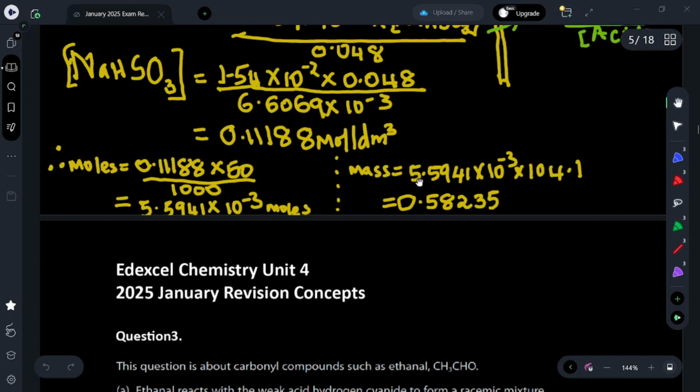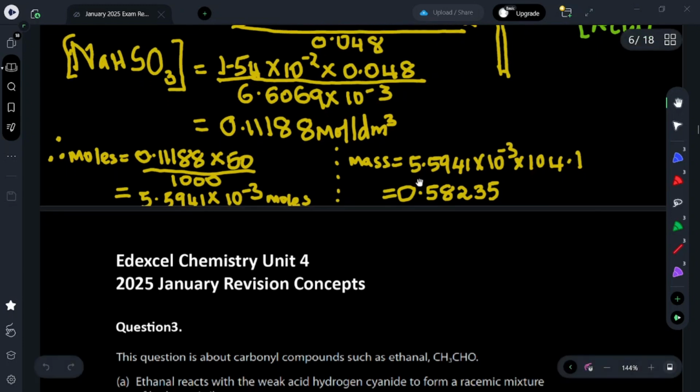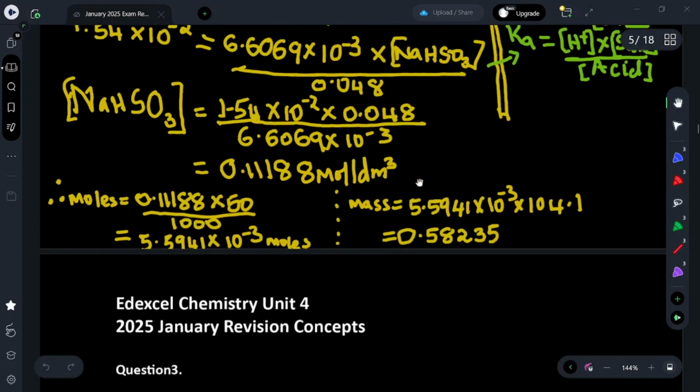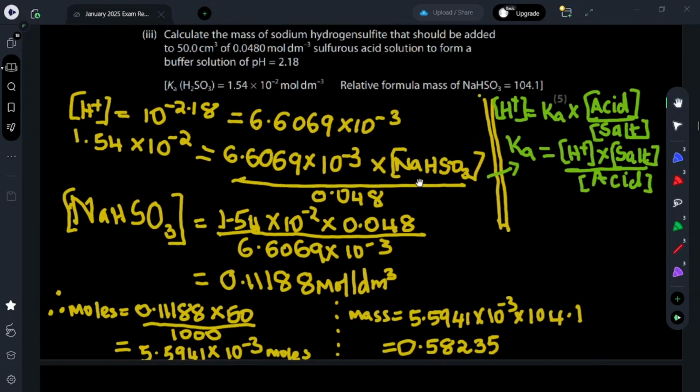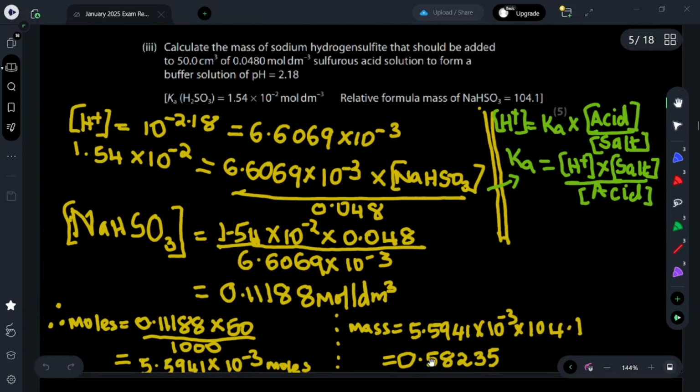After getting the moles, we can get the mass, because mass is just the moles times the molar mass. Since molar mass is the mass for 1 mole, we multiply the moles by the molar mass and we get the mass. So mass is going to be 0.58235 g. Done. We've got the mass of the sodium hydrogen sulfate.